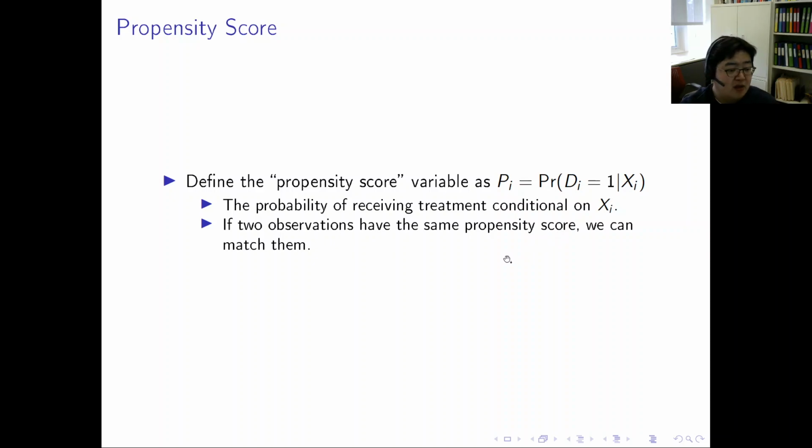Okay, let me stop here. I'm going to continue from here about how to utilize the propensity score and some useful results based on the propensity score, and then more actual data analysis.